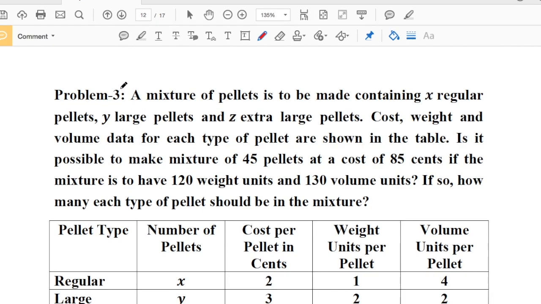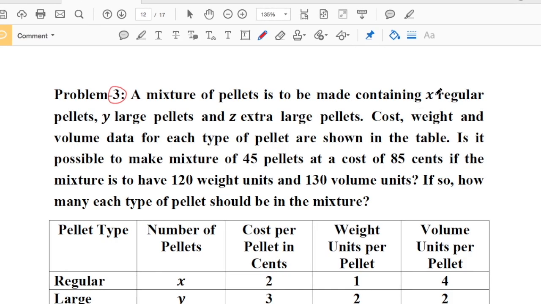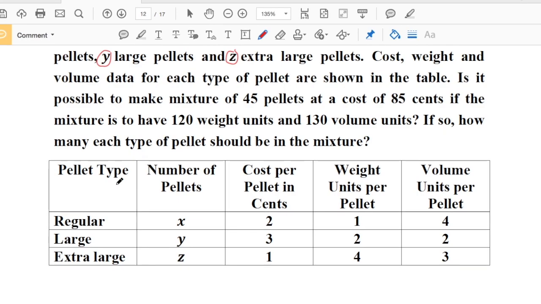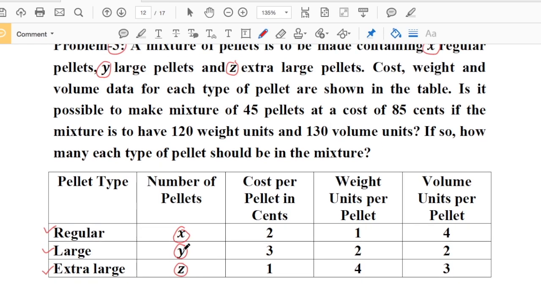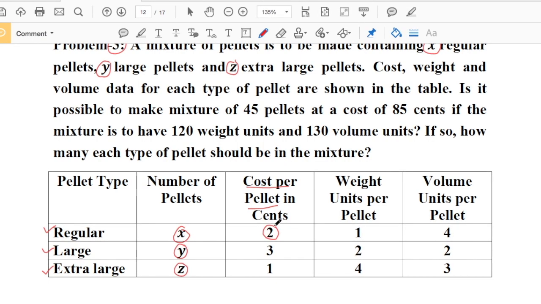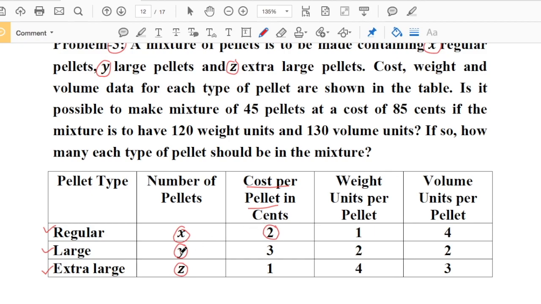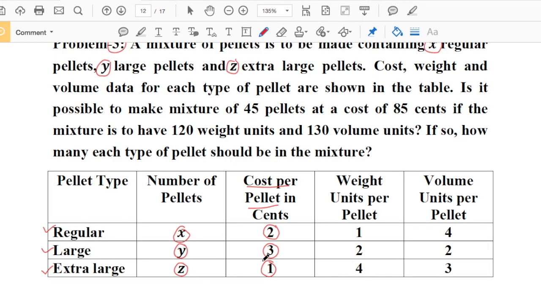Now the third one is a mixture of pellets is to be made containing X regular pellets, Y large pellets, and Z extra large pellets. There are three types of pellets: regular, large and extra large. Total number of regular pellets is X, large one Y, extra large Z. And the cost per pellet in cents is this. It means one regular pellet is of cost 2 cents, one large pellet is of cost 3 cents, and one extra large pellet is of cost 1 cent.